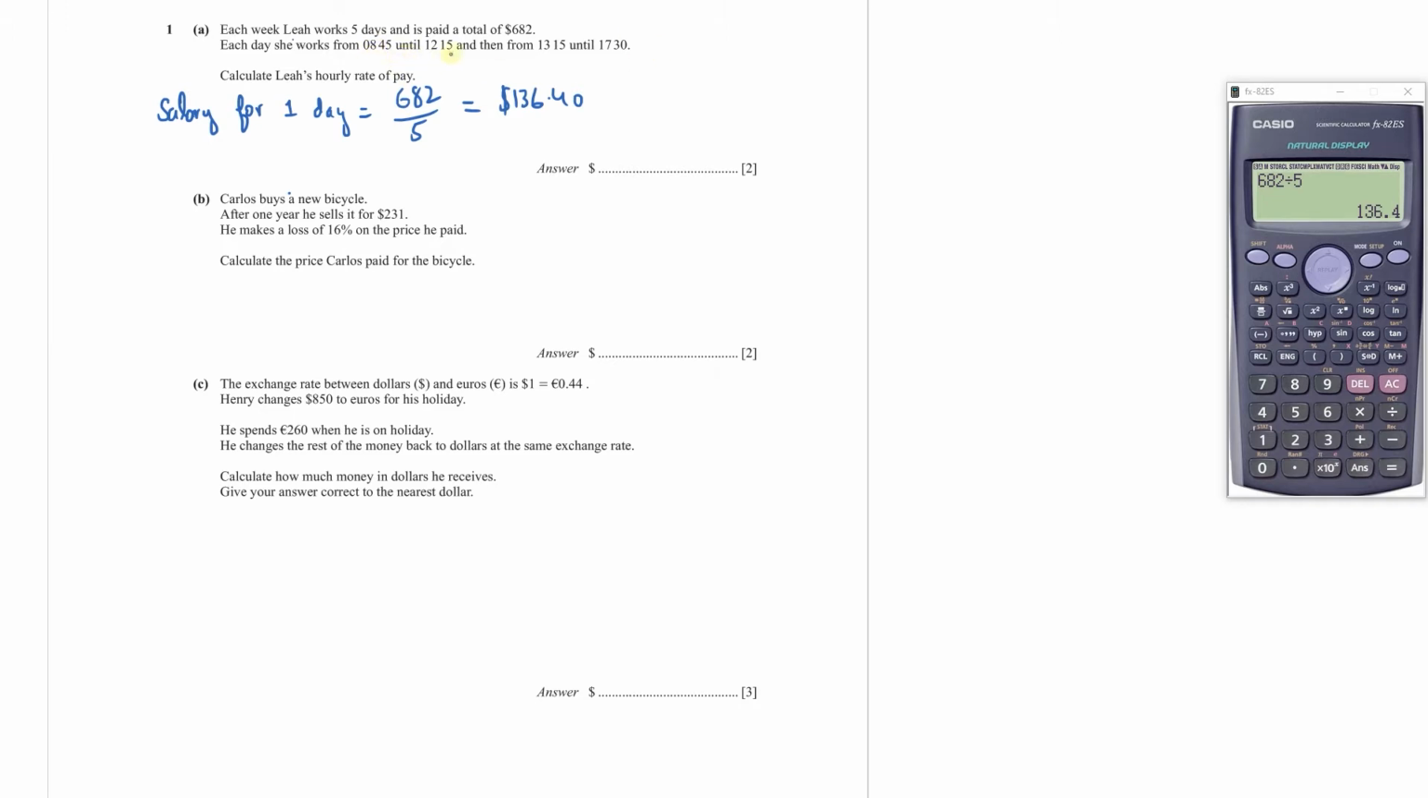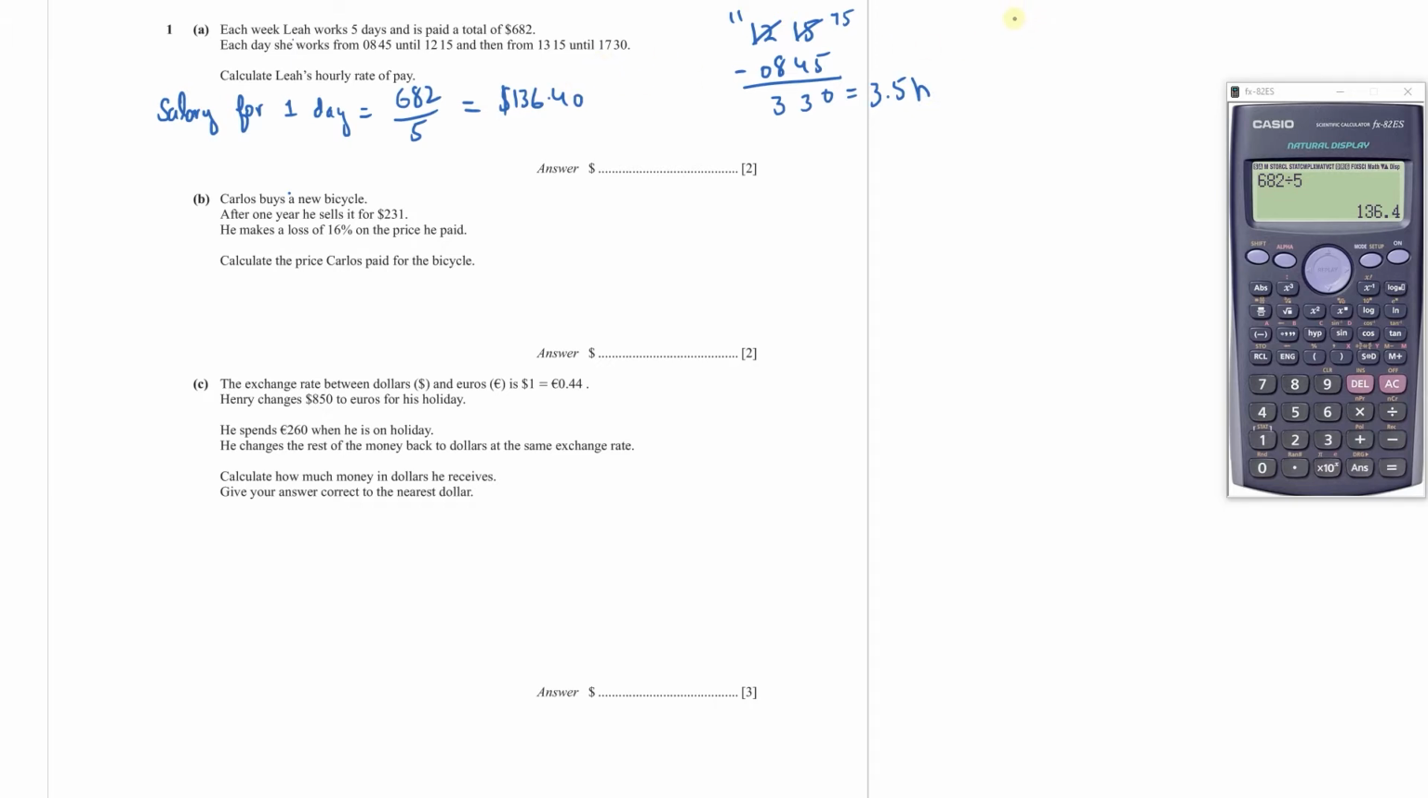So the first shift is from 8:45 till 12:15. So this will be 12:15 minus 08:45. Since I cannot subtract 45 from 15, I will take 1 hour and carry. So this will be 11, and I will add 60 minutes here. So this will become 60 plus 15, which is 75. So 5 minus 5 is 0, 7 minus 4 is 3, and then 11 minus 8 is 3. So this is 3 hours 30 minutes, which is 3.5 hours.